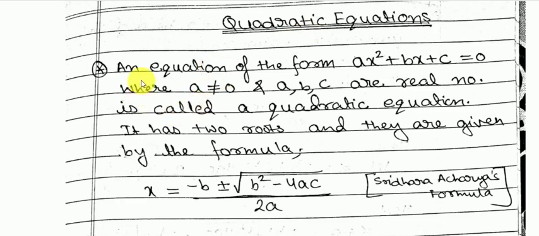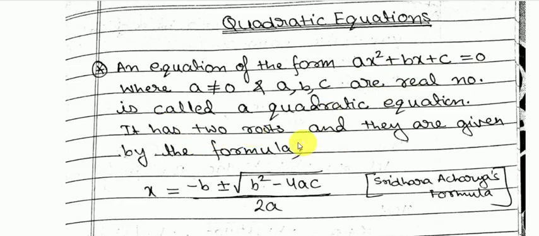Now let us see. An equation of the form ax square plus bx plus c is equal to 0, where a is not equal to 0 and a, b, c are real numbers, is called a quadratic equation. And a quadratic equation has two roots.